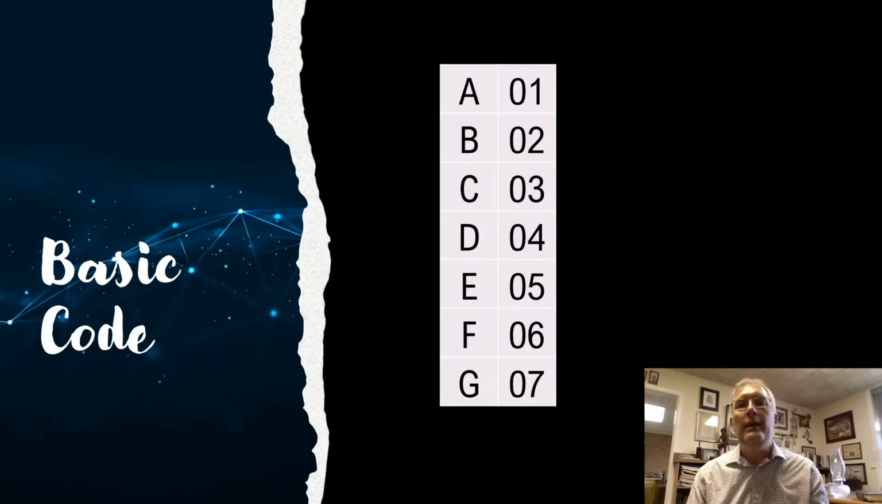Here's a basic code. A is 01, B is 02, C is 03, D is 04, E 05, F 06, G 07, H, what do you think H would be? I think somebody said 08. You'd be right. I would be 09. J would be 10. And you'd work your way all the way down to Z, which would be 26. Now, if you wanted to include punctuation marks and spaces in your coding system, you could. Not exactly necessary, but that's the basic code.